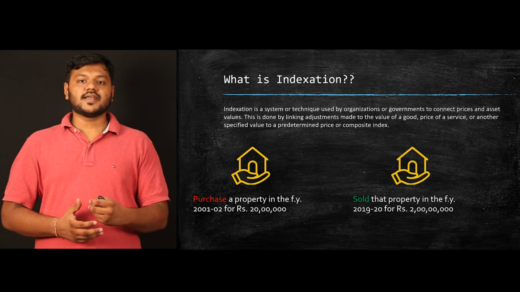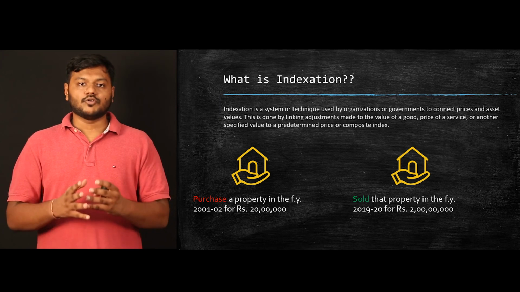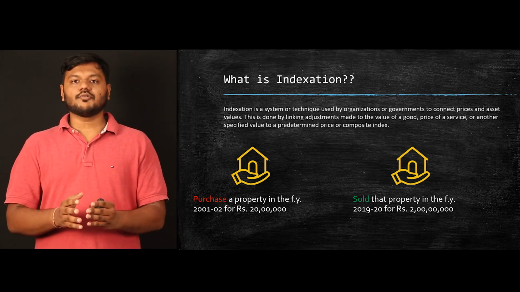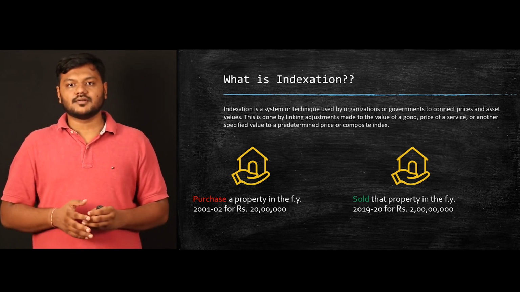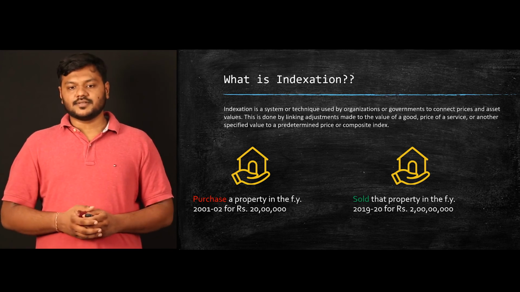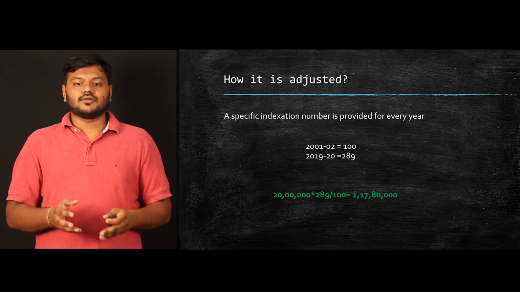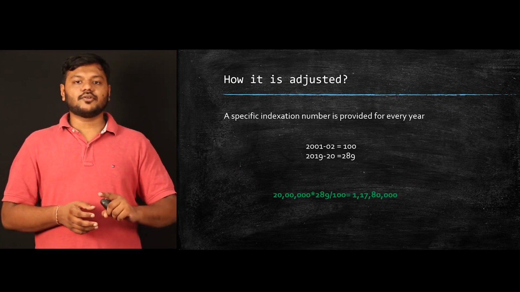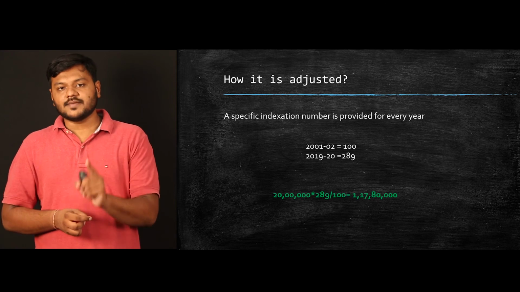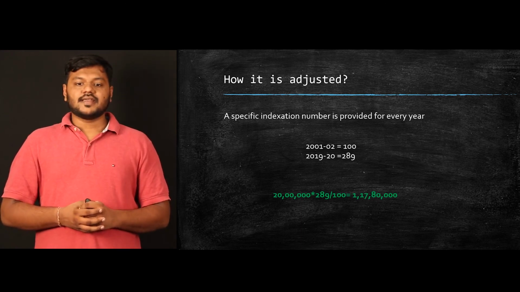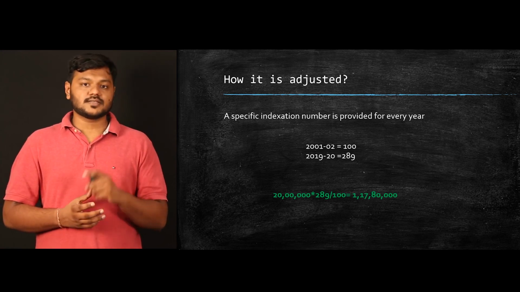And hence, government is giving an indexation number every year. So while you are calculating indexation, what you need to do? You need to connect the value of your asset with the amount of indexation number. Let's understand it by an example. So let's say your value of property in 2001-2 was 20 lakh, and at that point of time the indexation number given by the government was 100. The same property you are selling in 2019-20, and you are selling that property at the price of 2 crore rupees, and the indexation number given by the government is 289.